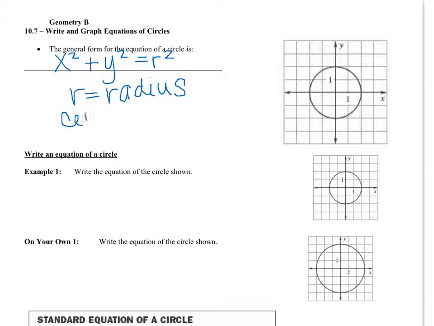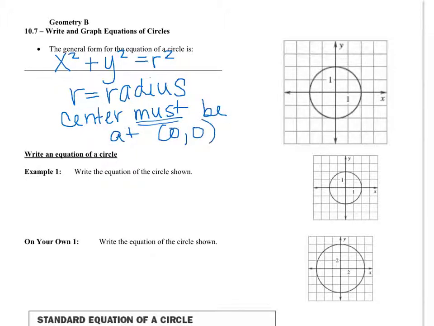And for this formula, our center must be at 0, 0 in order to use this formula right here. So we're going to write an equation of a circle here. It says write the equation of the circle shown. So you can see our center right here is at 0, 0 because we're 2 spaces away in every direction. And so since we're 2 spaces away, our radius is 2.